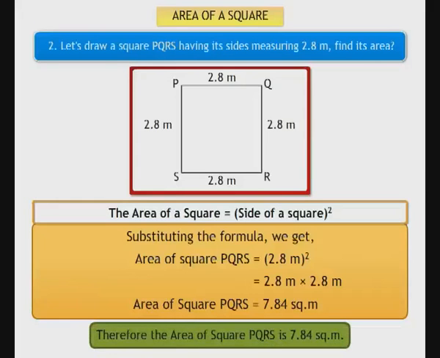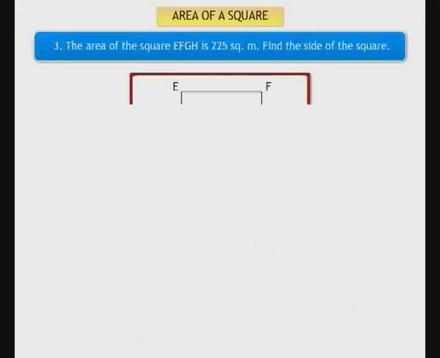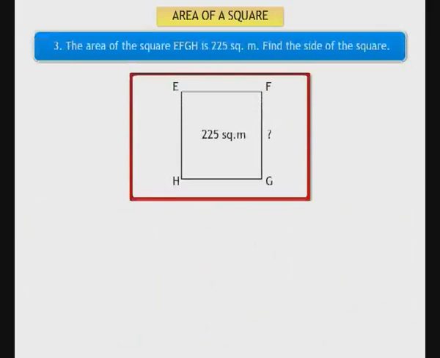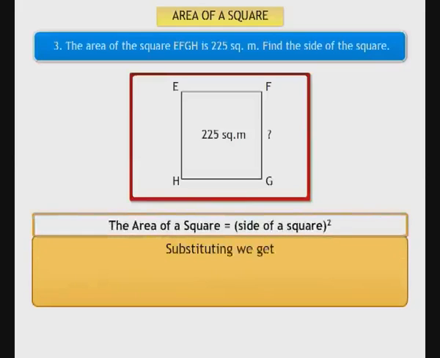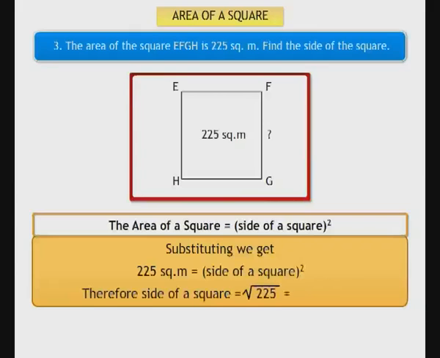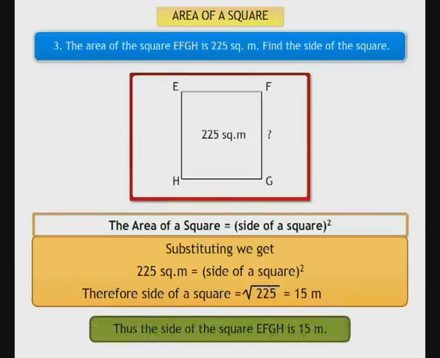Let us see a sum where the area of a square is given in decimal and the side is not given. 4. The area of a square ABCD is 7.84 square centimeter. Find the side of the square ABCD. The area of a square is equal to side of a square, the whole square. Substituting the formula, we get 7.84 square centimeter is equal to side of the square, the whole square. Therefore, the side of the square is square root of 7.84, that is 2.8. Thus, the side of the square ABCD is 2.8 centimeter.